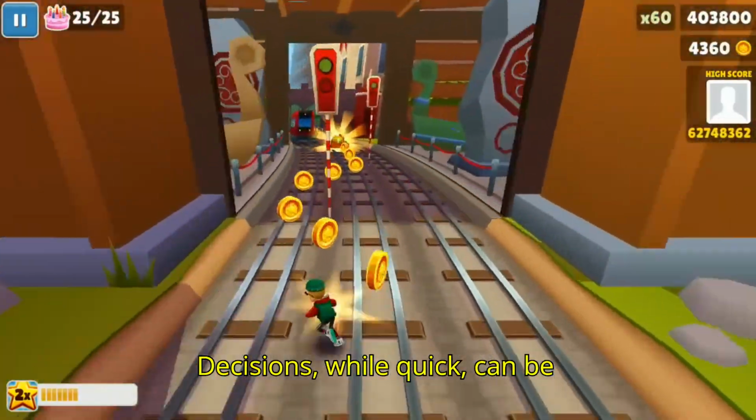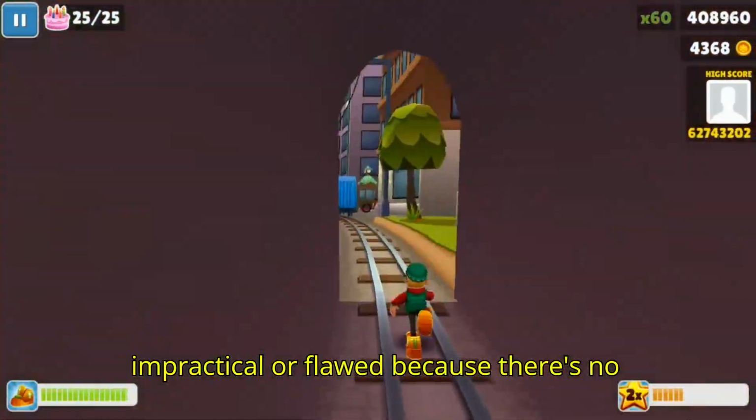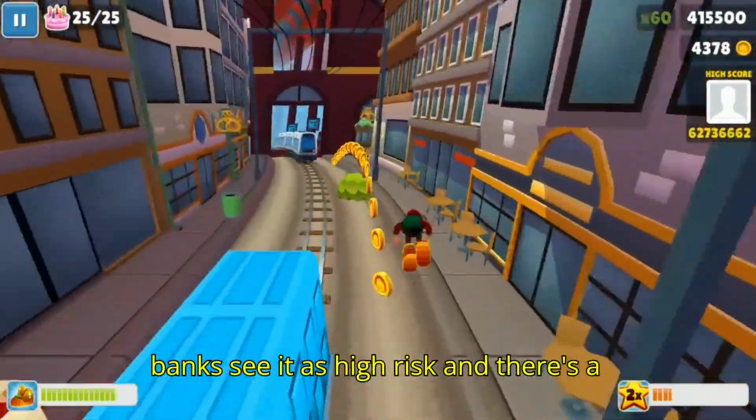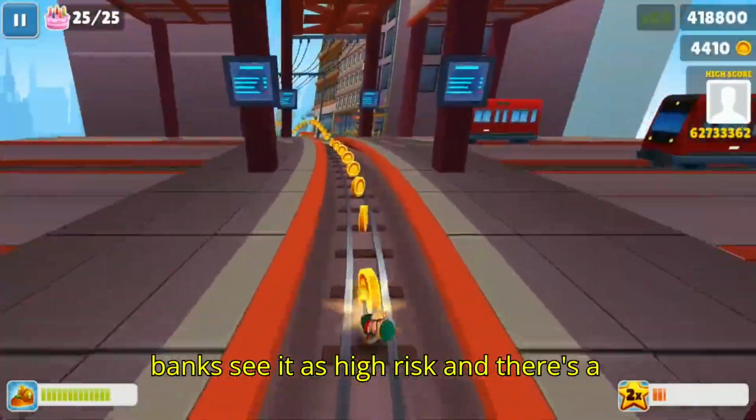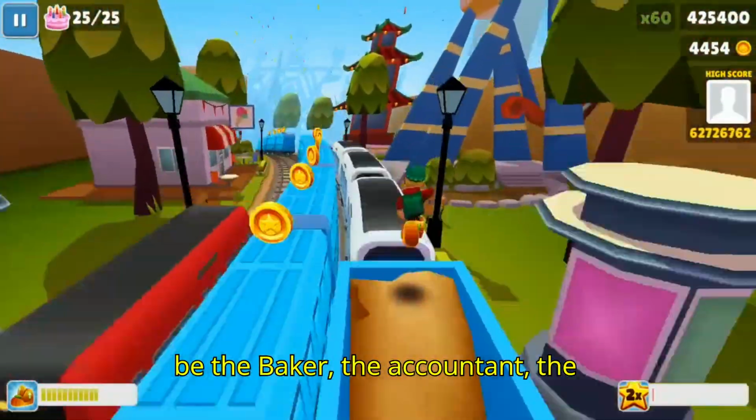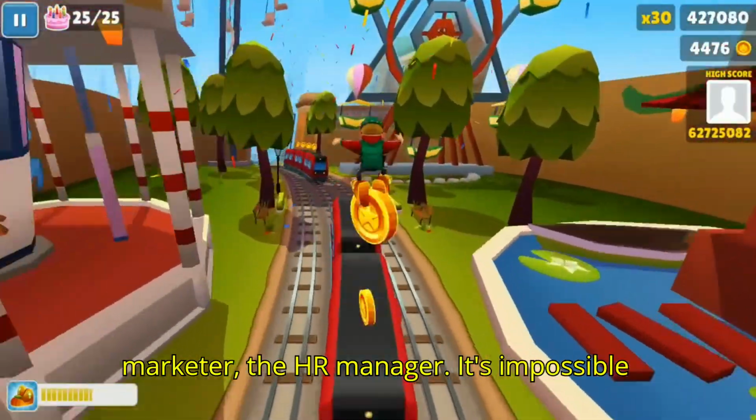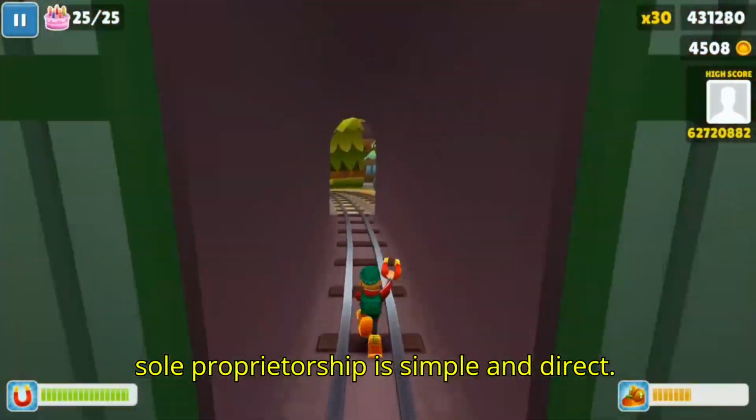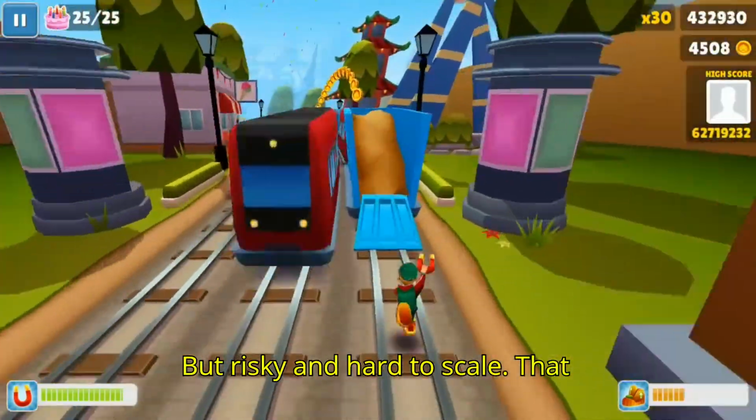Decisions, while quick, can be impractical or flawed because there's no one to bounce ideas off. Getting significant loans can be tough because banks see it as high risk, and there's a lack of specialization. The owner has to be the baker, the accountant, the marketer, the HR manager. It's impossible to be expert at everything. Okay, so the sole proprietorship is simple and direct, but risky and hard to scale.